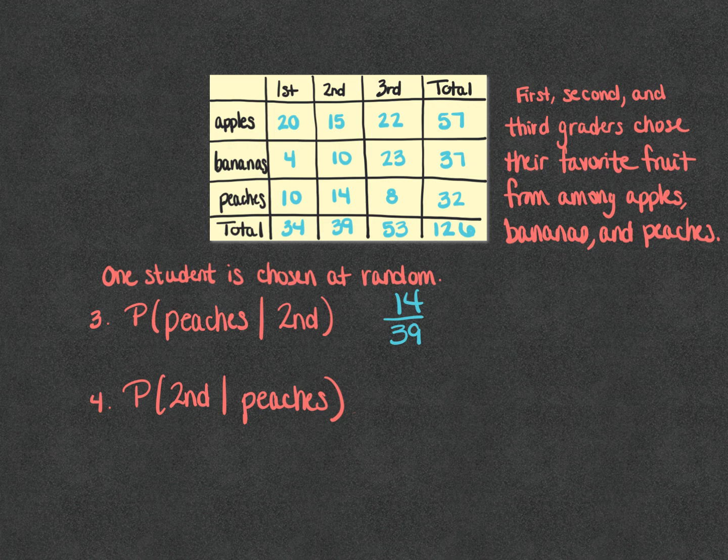Number 4 is asking a similar question, but in the opposite direction. So note this is saying the probability they are in second grade, given they liked peaches best. So now what do we know about the student? We know they like peaches. Now we're looking at this row for the peach-loving students. So there are 32 students who like peaches best. Out of those 32 students that like peaches best, we are interested in how many are in second grade. That is 14 over 32. And again, if you choose to reduce, that's fine, 7 over 16.